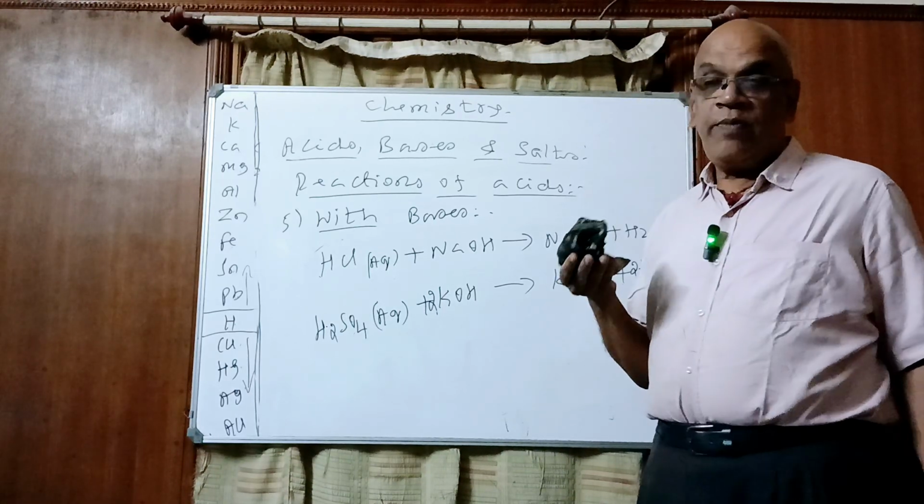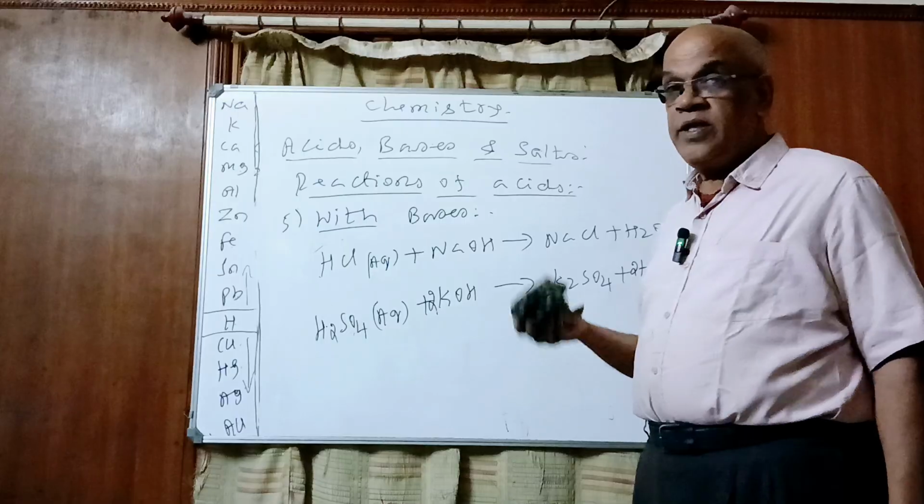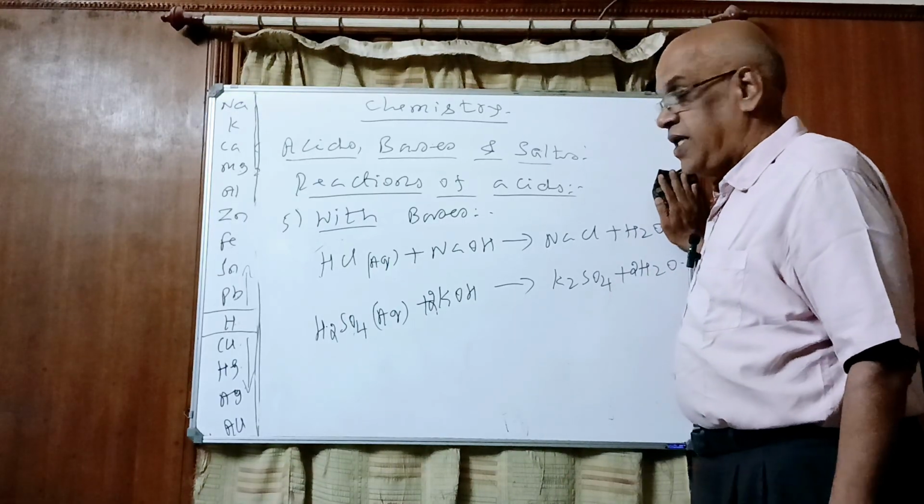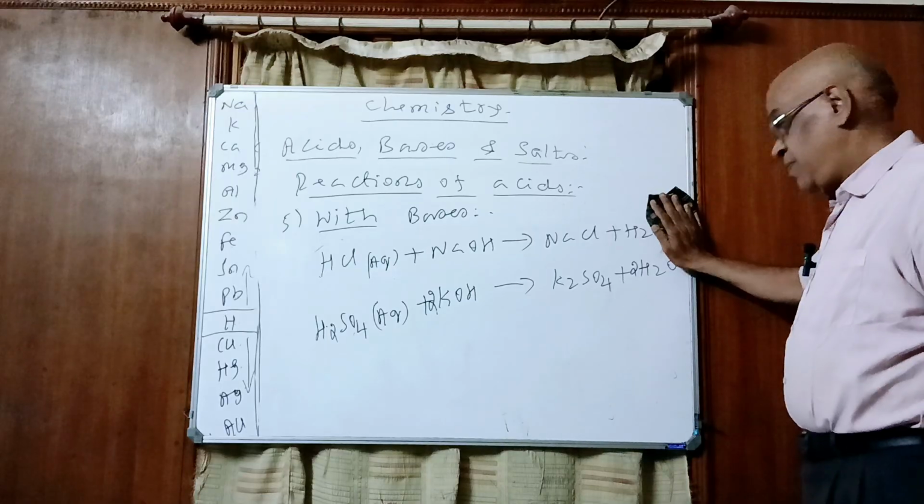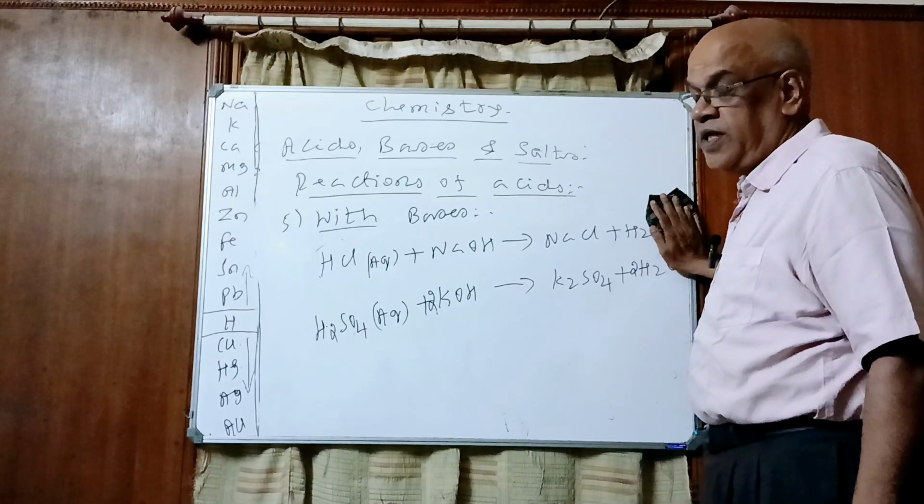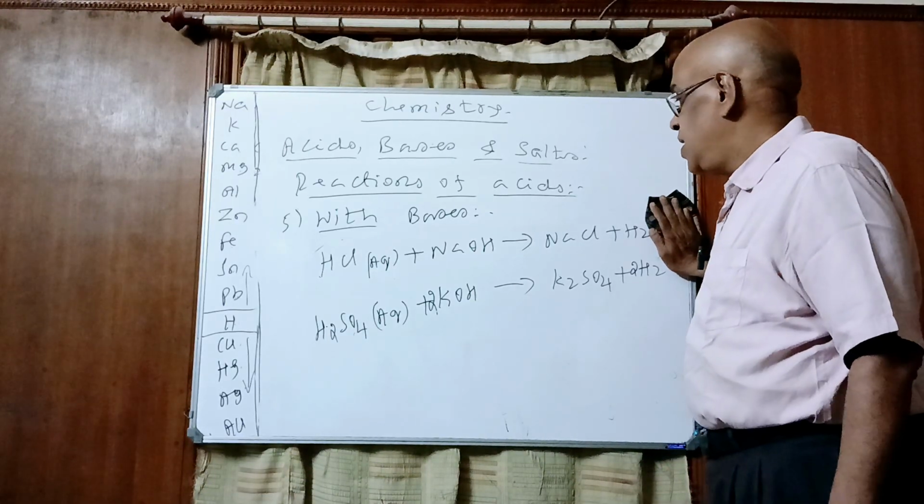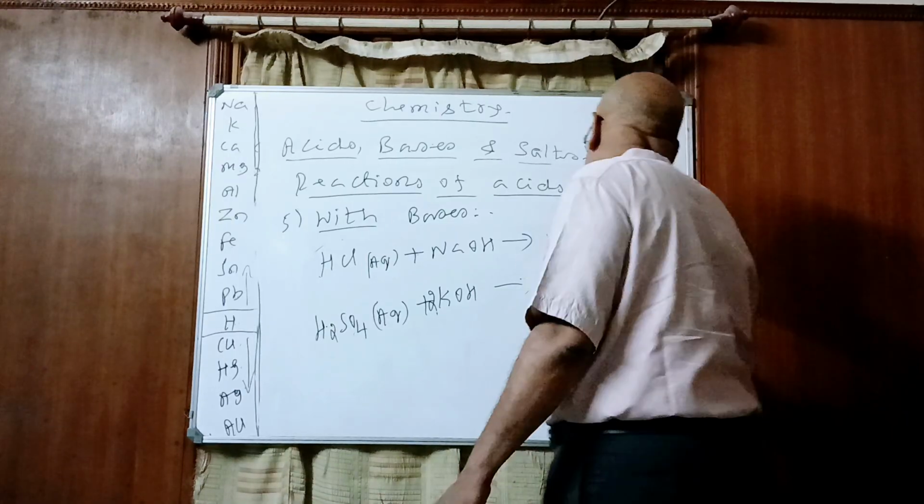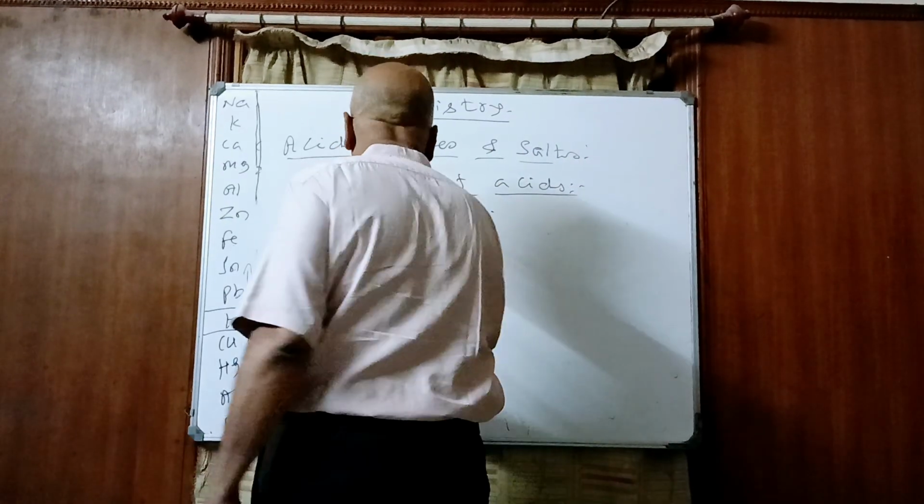So metallic oxides, carbonates, bicarbonates. These are examples of what? Displacement reaction, not combination reaction, displacement reaction, and balanced and unbalanced reactions. Isn't it, children? Yes or no? We'll go to our next topic.